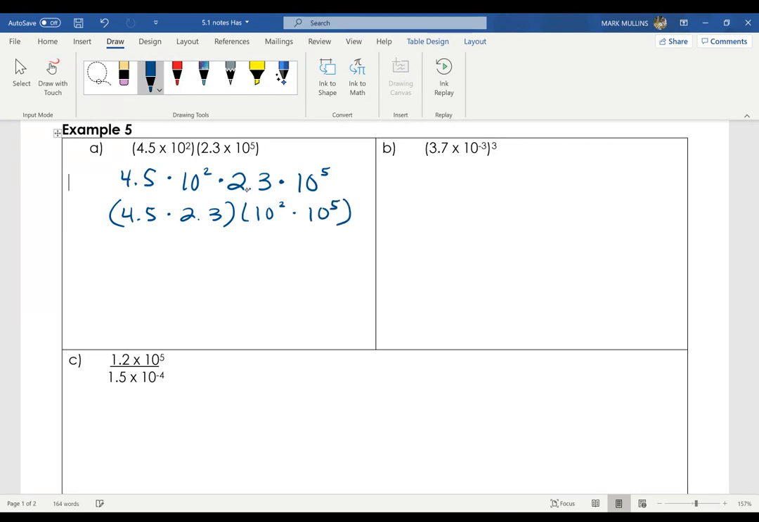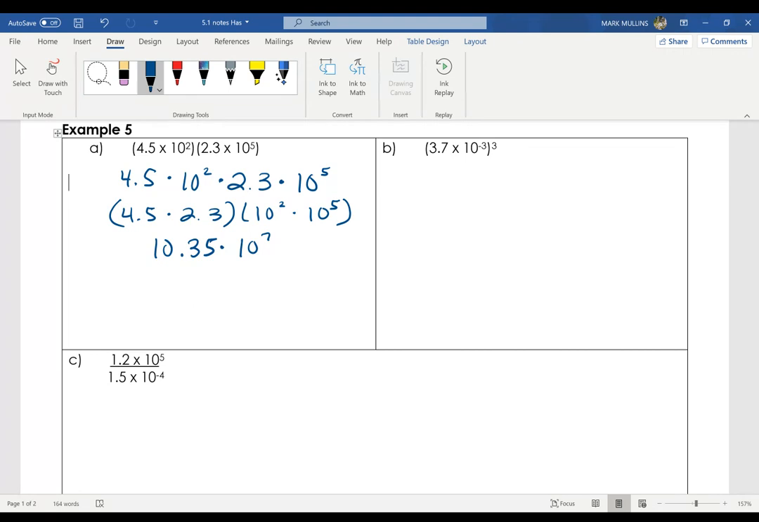So the 10s, if I have 2nd power and 5th power, I know I have 2 factors and then 5 more factors. I'm going to have 10 to the 7th power. And then the 4.5 times 2.3, I'm just going to do on a calculator. And I get 10.35.